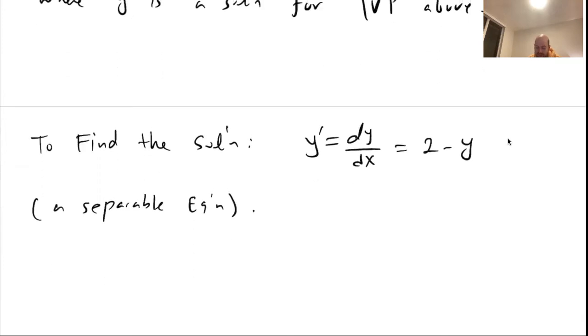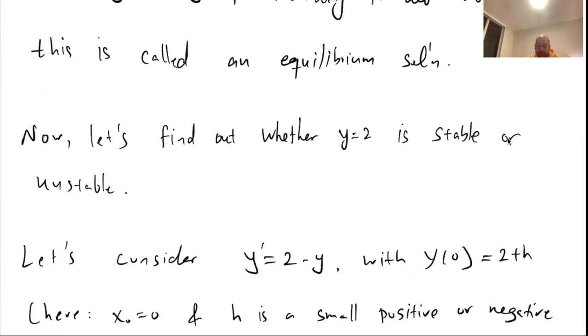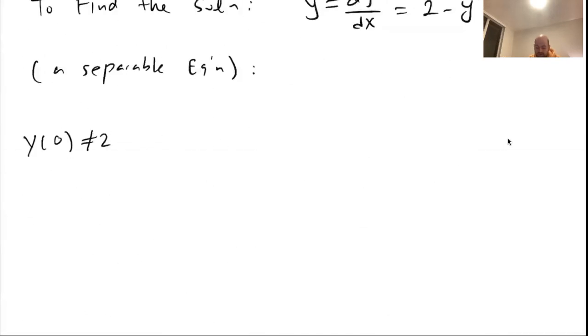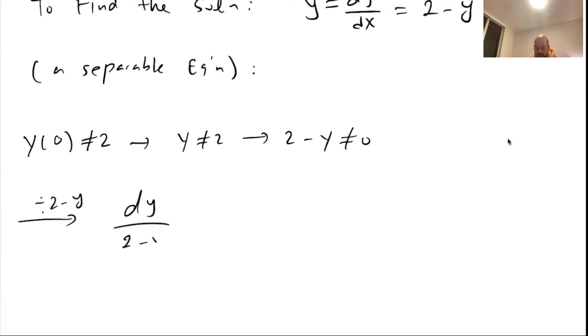And we can say that 2 minus y is not 0, because y of x naught, or y of 0, basically, in this case, is not 2, because it's 2 plus h, where h is a small positive or negative number, so it's not 2. So that means y is not constant function 2, and therefore 2 minus y not equal to 0. So we can divide by 2 minus y, then we get dy over 2 minus y equals dx.